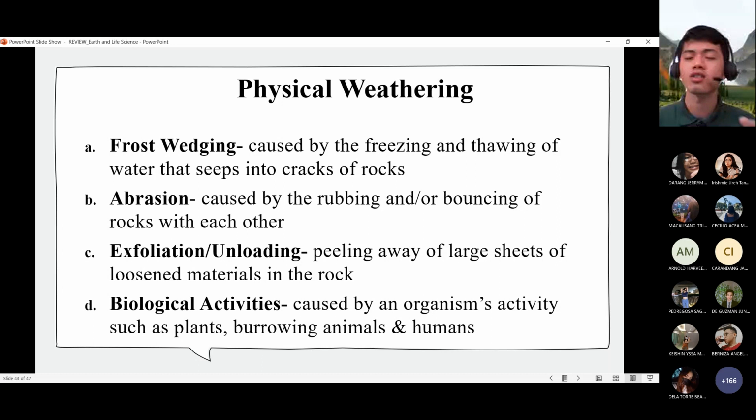Exfoliation or unloading, because of the low pressure, there is a peeling of large sheets of loosened materials in the rock. Mamaya makikita niyo yung mga examples. Then, of course, biological activities caused by an organism's activities such as plants. Okay, yung mga plants nagko-cause din po yan ng physical weathering. We have burrowing of animals, yung mga pagbaburrow ng mga animals sa ground. Okay, yung mga rats natin, di ba nagbaburrow yan sa ground, and other animals.